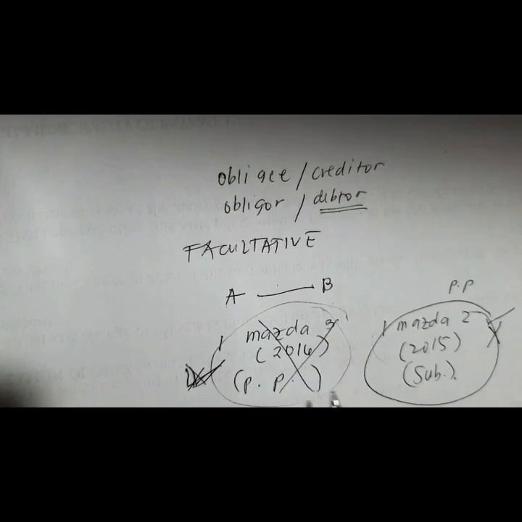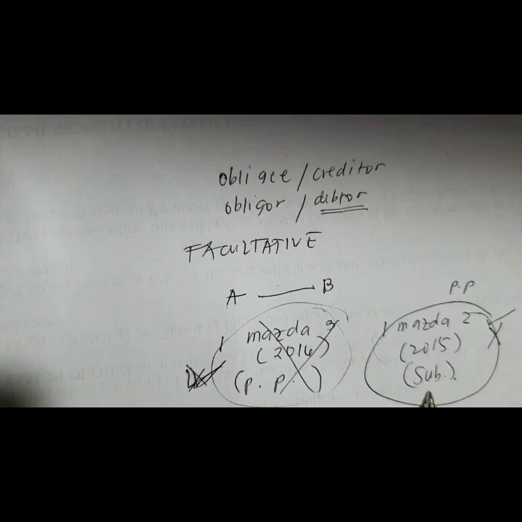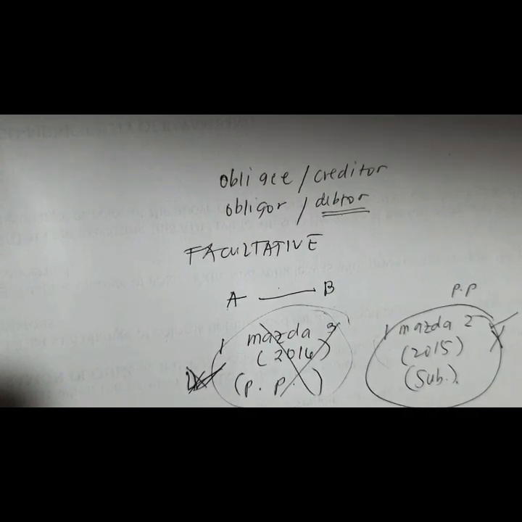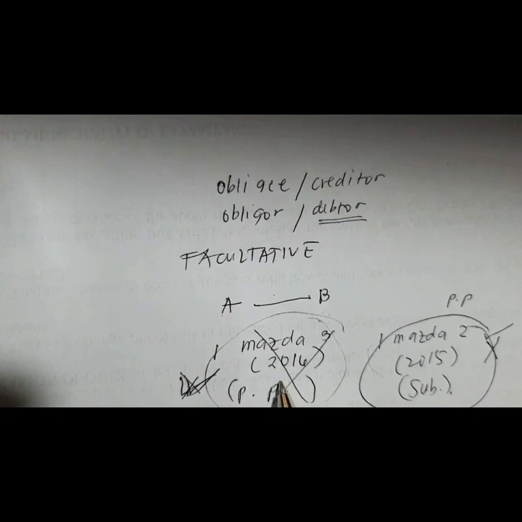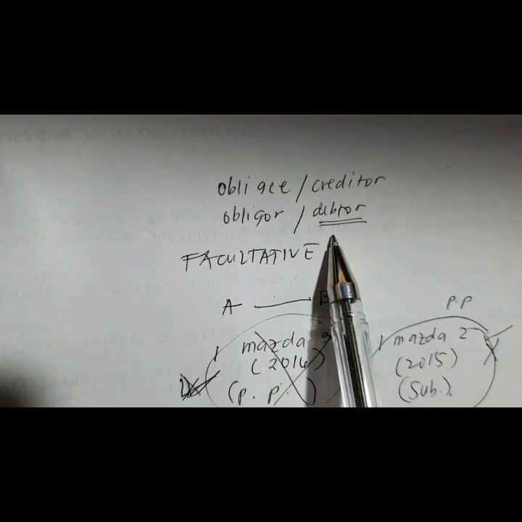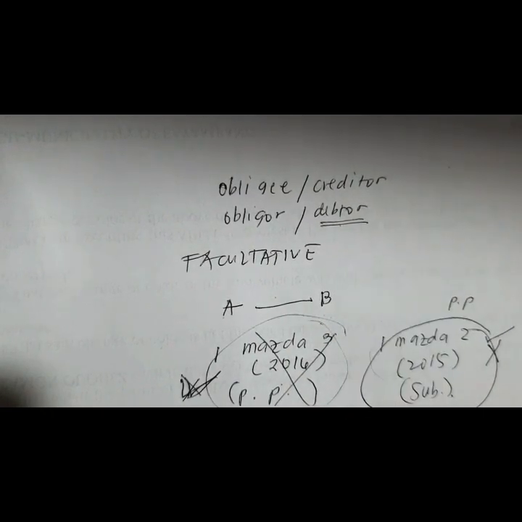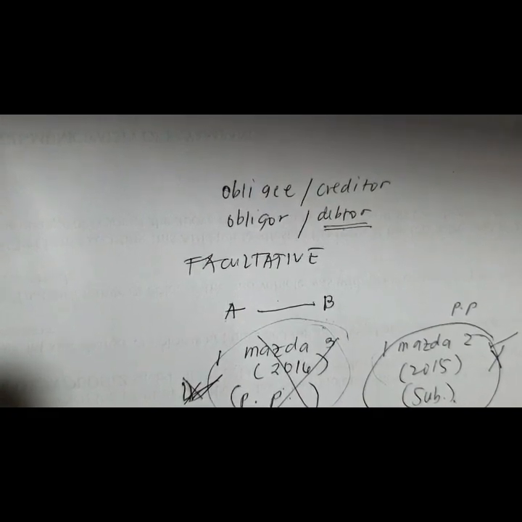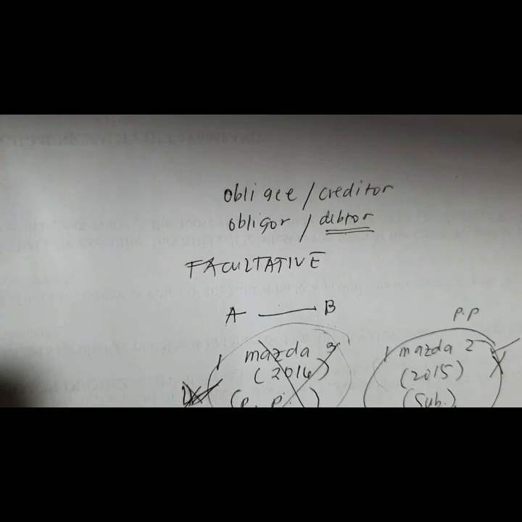Wala nang substitute. Ngayon, itong substitute natin na Mazda 2, 2015, ang magiging principal prestation at nawala pa through the fault of the debtor. Now, itong original na facultative obligation, dahil wala na to, magiging simple obligation na lang siya, and the loss of the prestation will result to the liability of the debtor to the creditor for damages. Okay, yan ang difference ng alternative and facultative obligation.